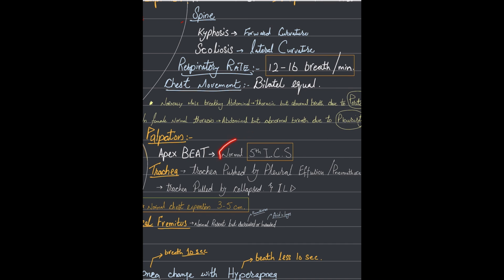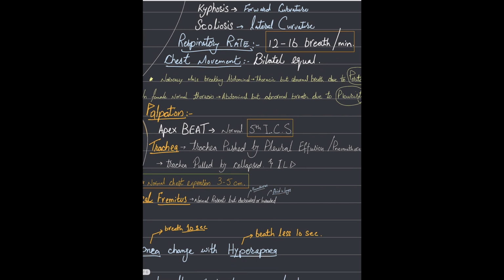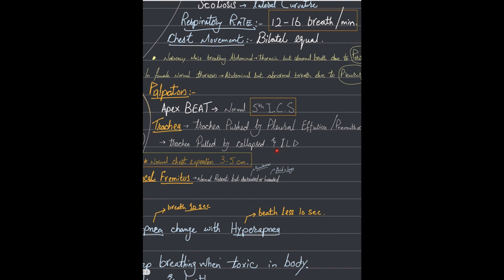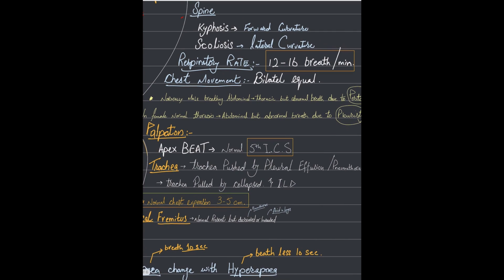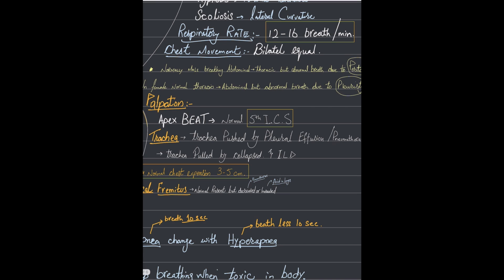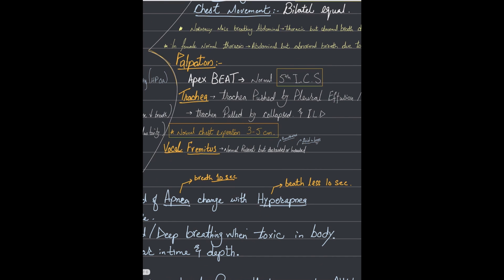The apex beat normally you can see in the fifth intercostal space. Trachea is pushed by pleural effusion and pneumothorax, and pulled by collapse or interstitial lung disease. These are things we're going to talk about in the further topics. Normal chest expansion is 3 to 5 centimeters. If you see less expansion, mostly you're going to see it in COPD, asthma, pleural effusions, and pneumothorax.